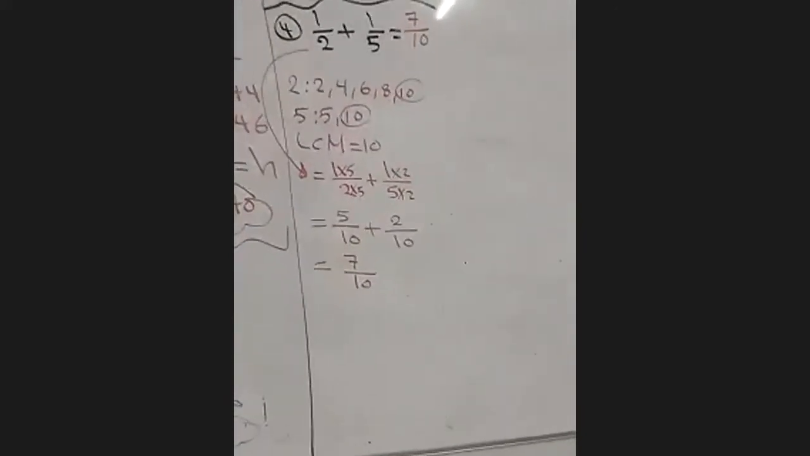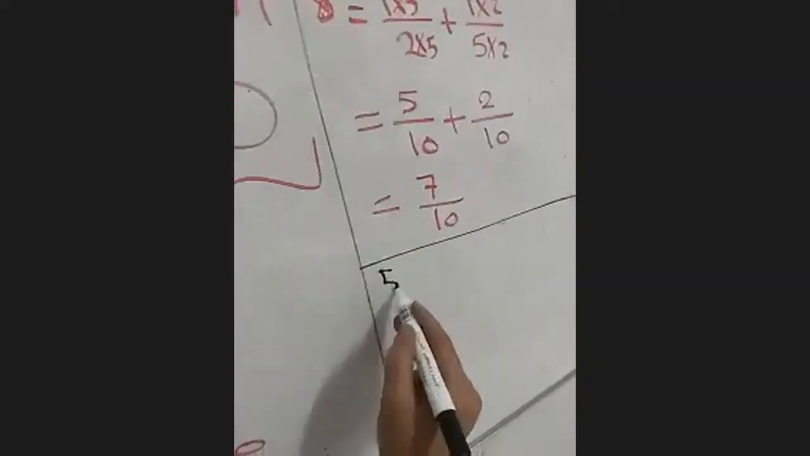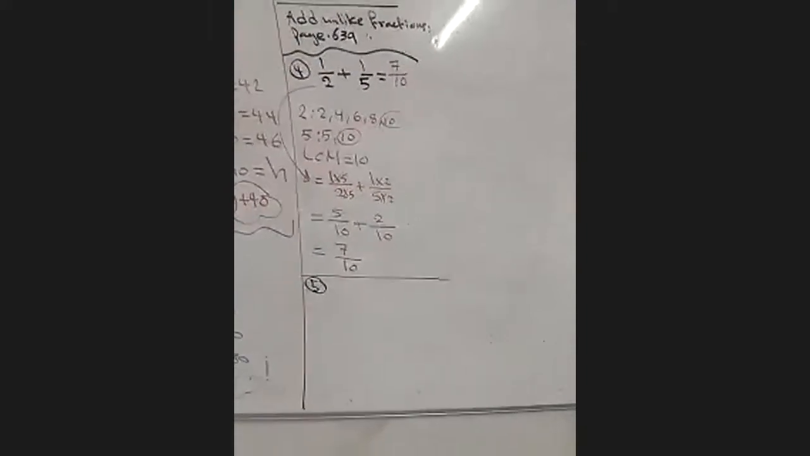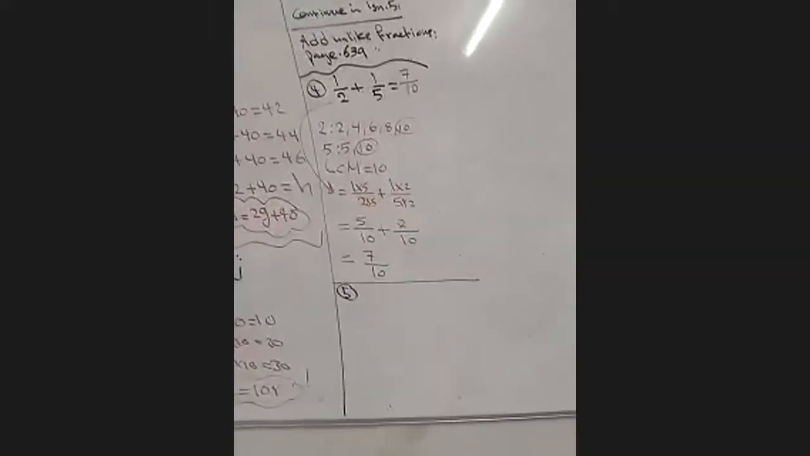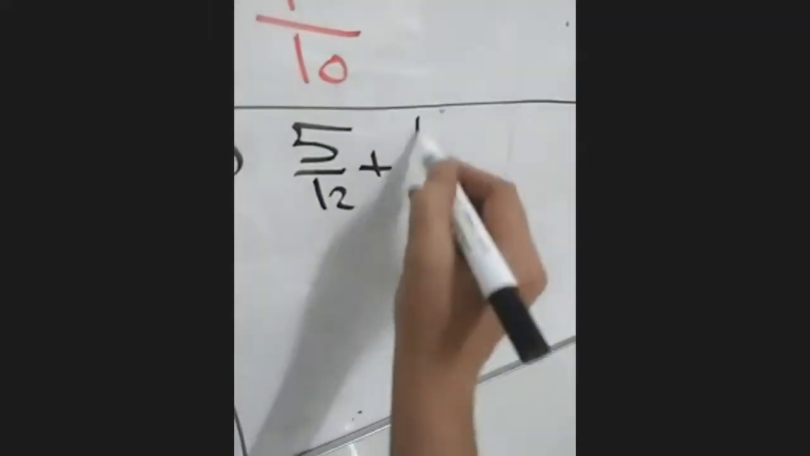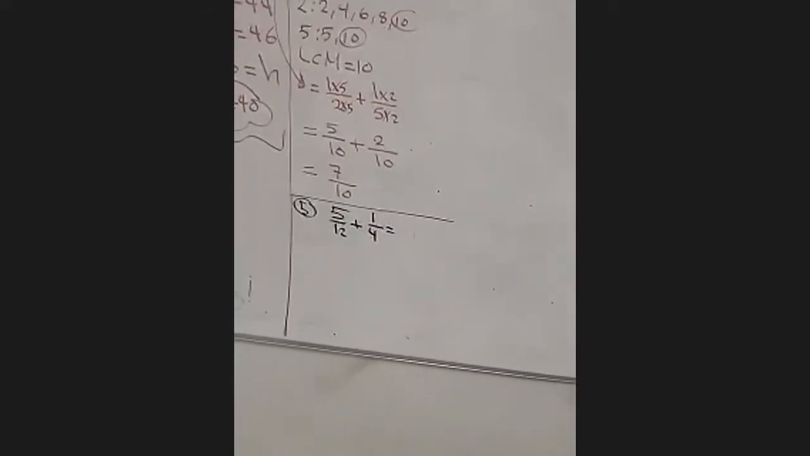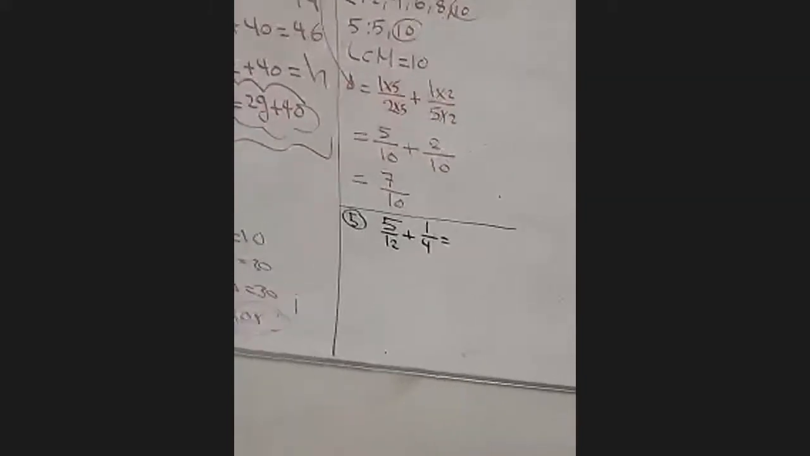Let's do question 5 after it. Question 5. After Abdullah, Ahmad Hamdi. Yes, Mr. You understand, yeah? Tell me question 5. What we have? 5 over 12 plus 1 over 4. Excellent. Good. Now, tell me what I will do. Can I add? We will multiply 4 by 3.